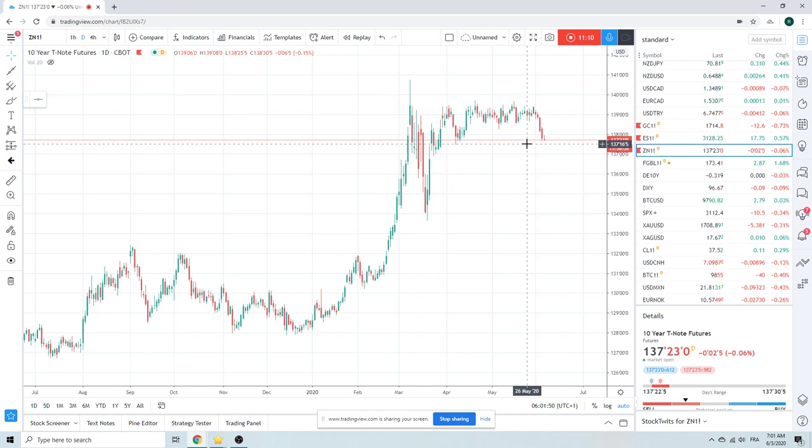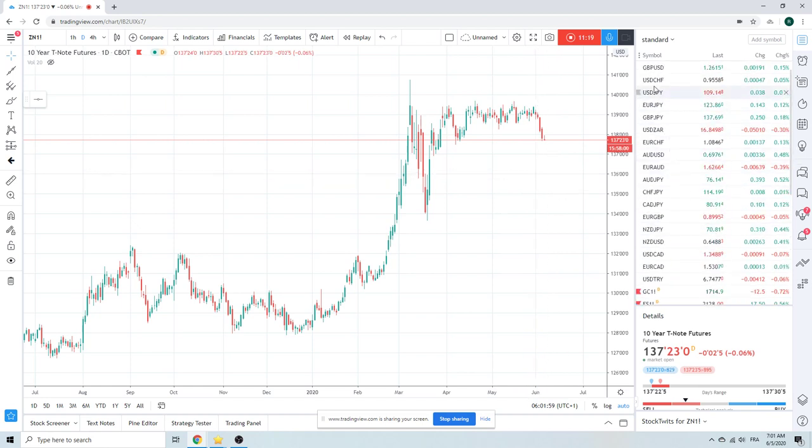137.16 is the next sort of stop along this little jaunt lower. And as long as this shit goes lower, gold's going to have a hard time. And dollar yen should remain bid.